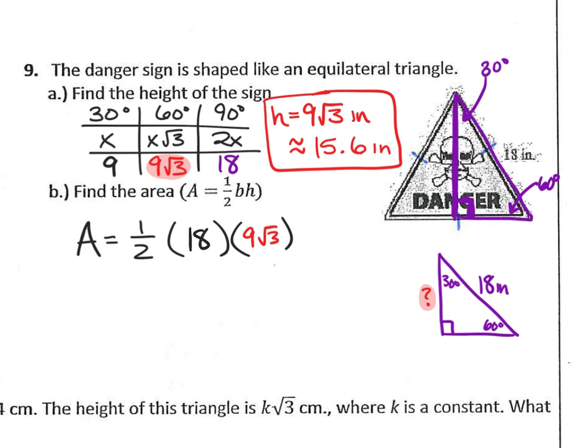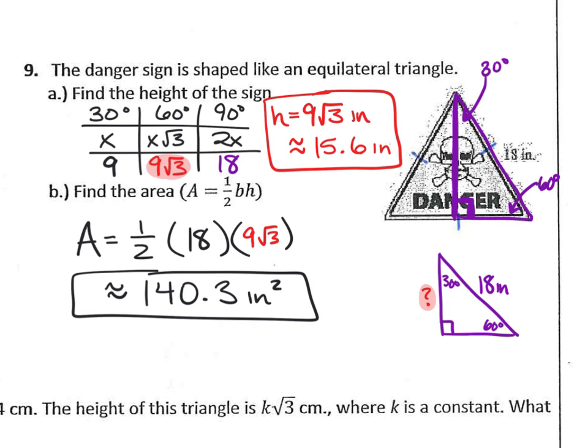So I'm just doing, in my calculator this time, 1/2 times 18 times 9 square root of 3, all at once. When you type that in your calculator, you would get approximately, hopefully, 140.3 inches squared. Since we're finding area, we do have to square that.